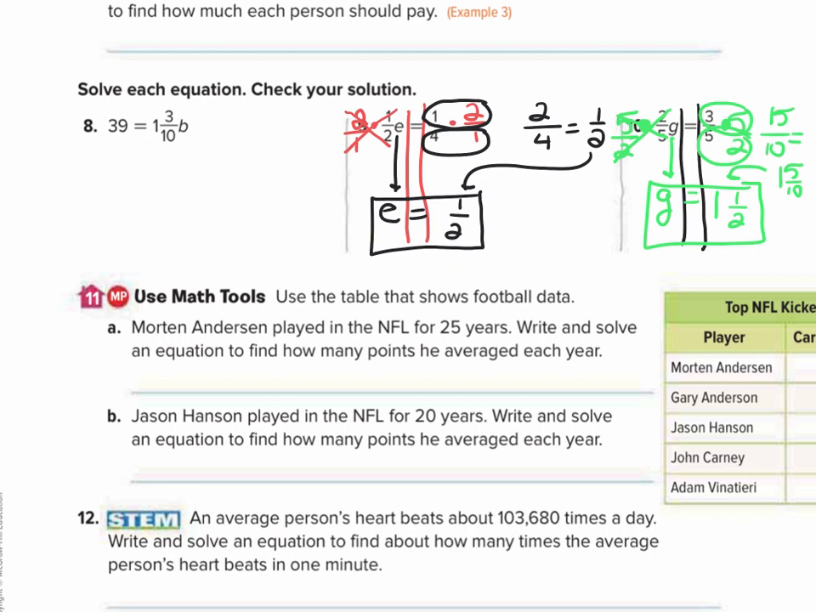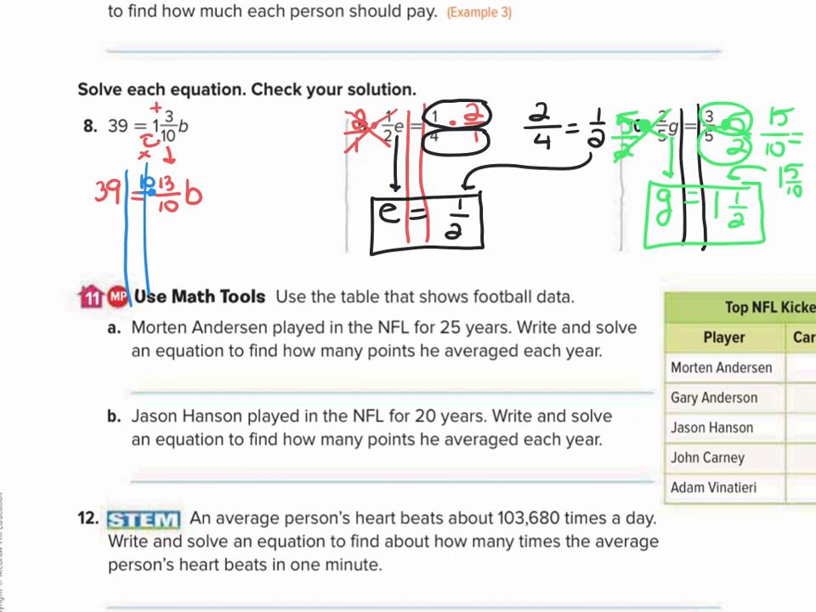So now if we go back to number 8, it's the same steps, but the variable's on the right side, and we're starting with a mixed number. So what you can do is change the mixed number to an improper fraction. So 10 times 1 is 10, plus 3, that's 13 over 10. B equals 39. So we didn't solve anything. I just rewrote the problem with an improper fraction. So that way it's easier for me to multiply by the reciprocal.